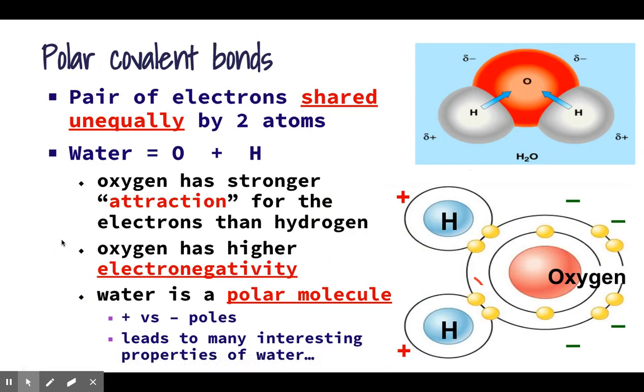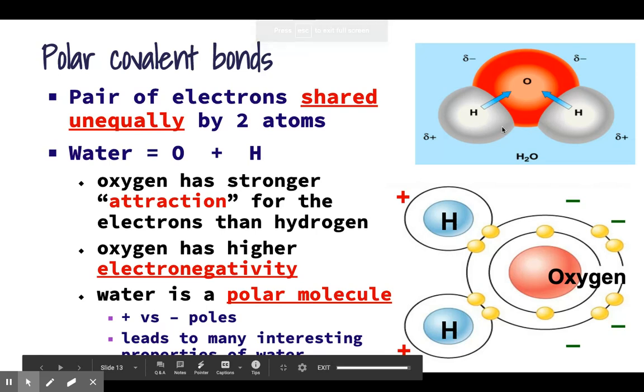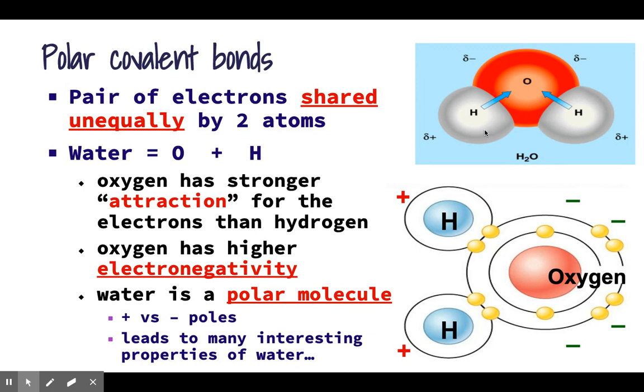All right, let's look at this example, which is called polar covalent. In polar covalent bonds, a pair of electrons is shared unequally by two atoms. An example of anything that is polar covalent is water. Water is made up of oxygen and hydrogen, as we know. Oxygen has a stronger attraction for the electrons than hydrogen.